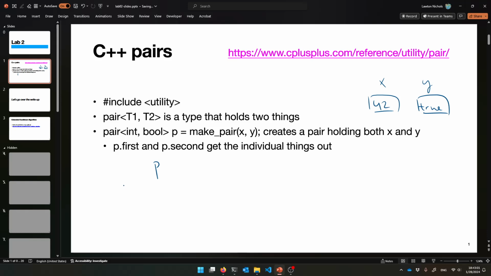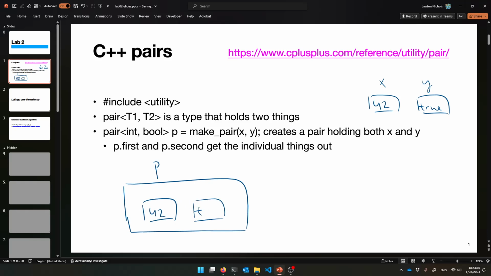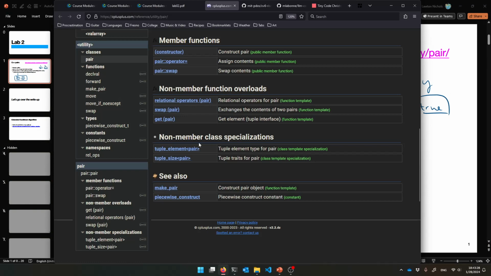Okay. So it'll make your pair p look like this. It will hold on to the 42 and the true all at once. And those pieces will be called first and second inside of a C++ standard library pair. So if you want to get the first thing that you put in, it's dot first. To use the second thing, it's dot second. Okay, so that's how you use pairs. And so it's make_pair to create one.